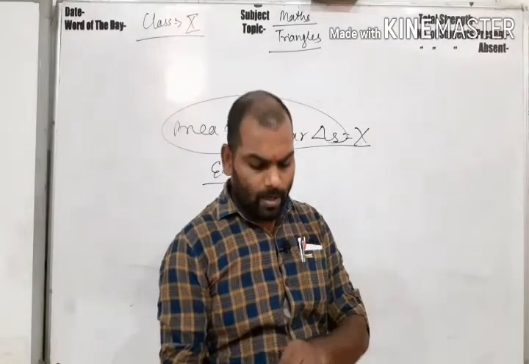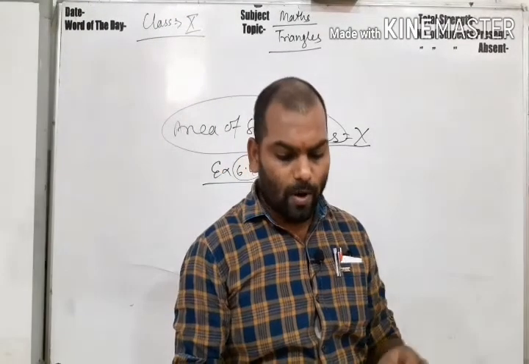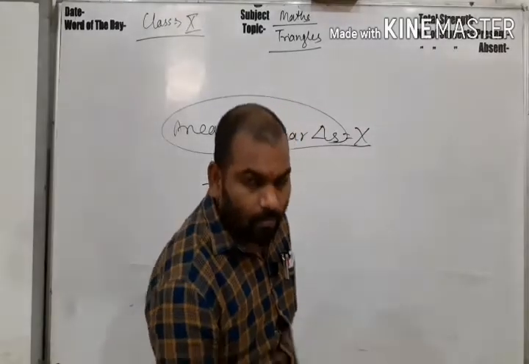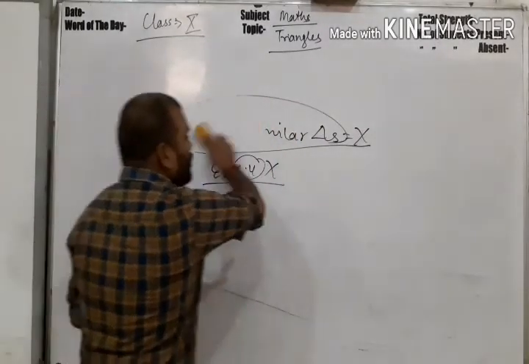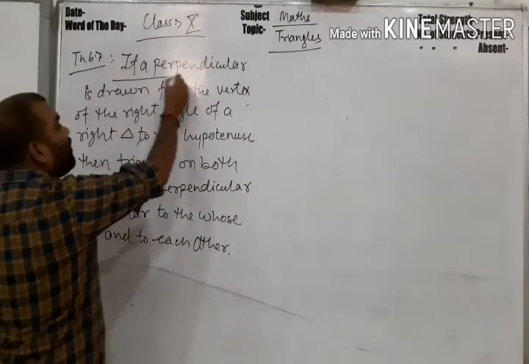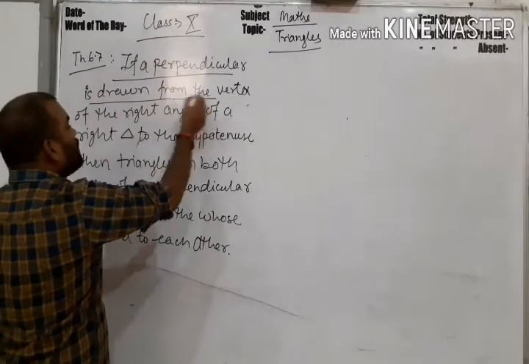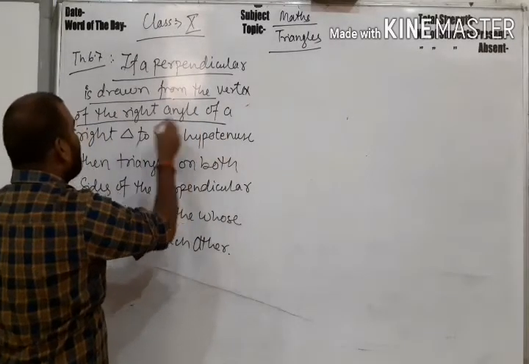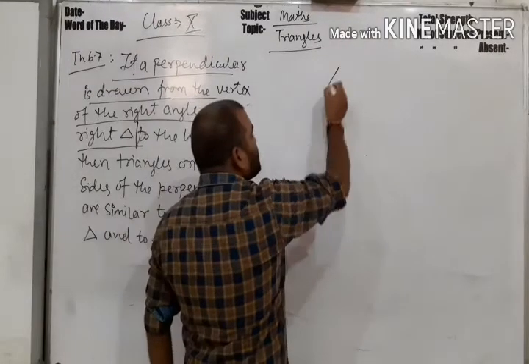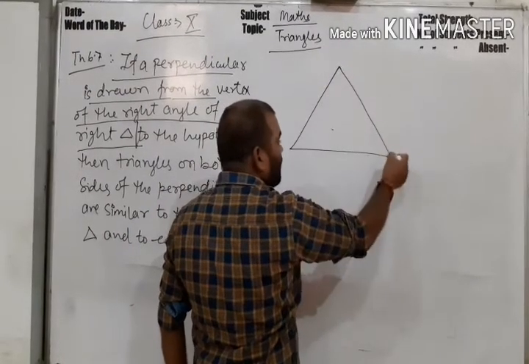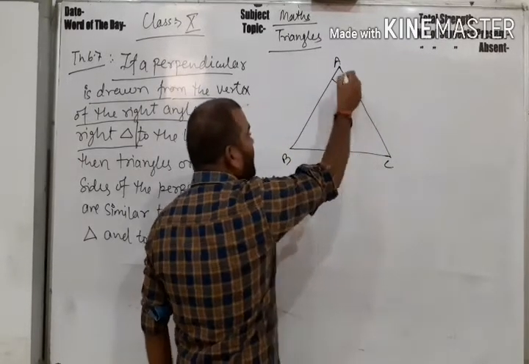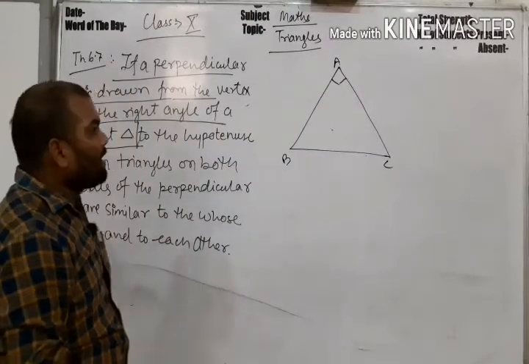The next theorem we will discuss is theorem 6.7, okay? Let me write the statement 6.7 and explain its meaning. It is given that if a perpendicular is drawn from the vertex of a right angle of a right triangle, means the given triangle is a right angle triangle. Suppose this is your triangle ABC, in which angle A is 90 degree. Right angle means 90 degree, okay?